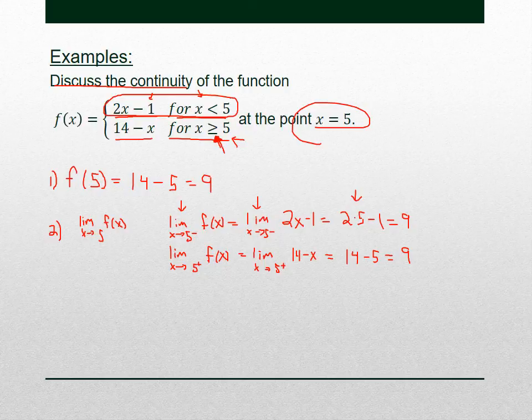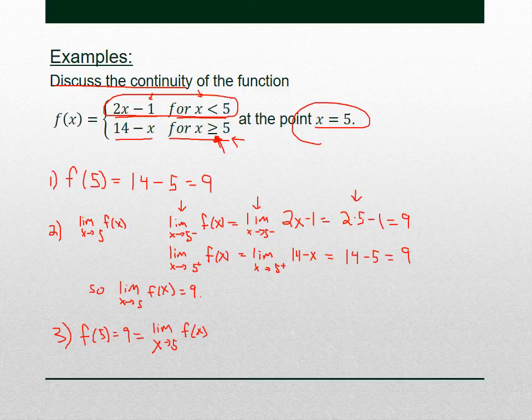So, since the left-hand and the right-hand limits are the same, the actual honest-to-goodness limit as x approaches 5 of f of x is 9. So there, the limit exists, it's 9. Step 3, you would say, since f of 5 is 9, and that's the same as the limit, those are the same, so this function is continuous. So those are the same, so f of x is continuous at x equals 5.